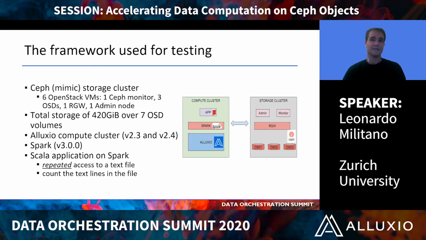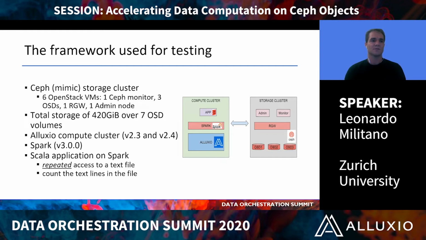On the other hand, we set up a compute cluster, and this was based on Alluxio. In particular, we had set up an Alluxio compute cluster using, in first instance, version 2.3 of Alluxio. And later on, we also tested, as we will see in the performance evaluation, version 2.4 of Alluxio. On top of this, Apache Spark was installed, and on top of that an application was running, a very simple Scala application that was good for our scope.